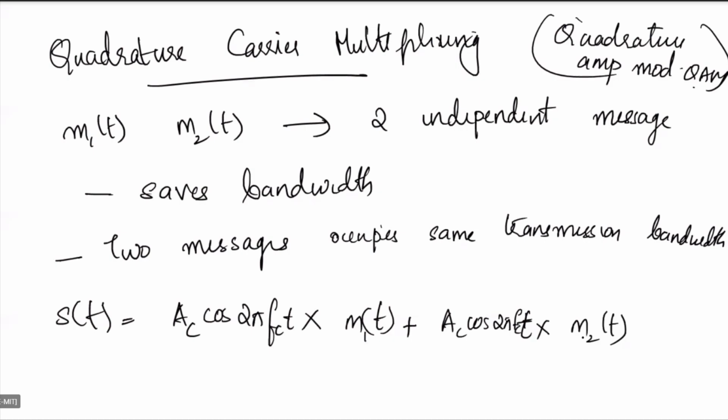Ma'am, won't there be self-interference if both the messages are in the same bandwidth? No, that is the advantage actually. Of m1(t) or m2(t), whichever has the maximum bandwidth, the total signal bandwidth will be twice that. The bandwidth of s(t) will be 2W.